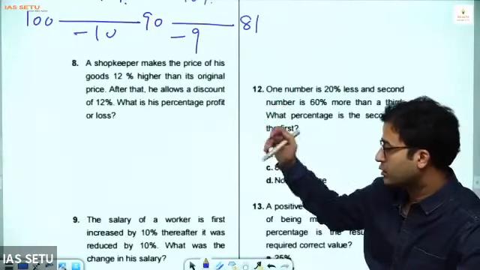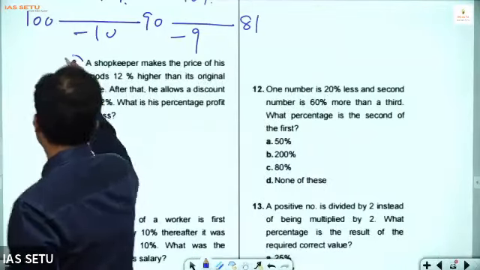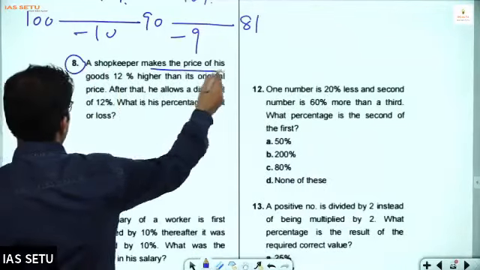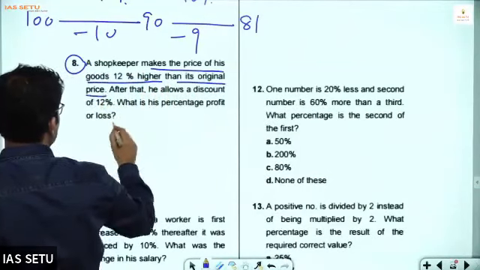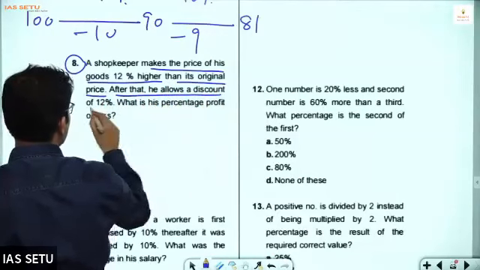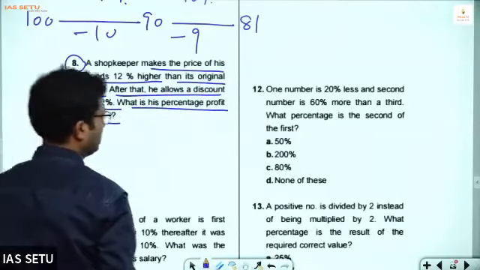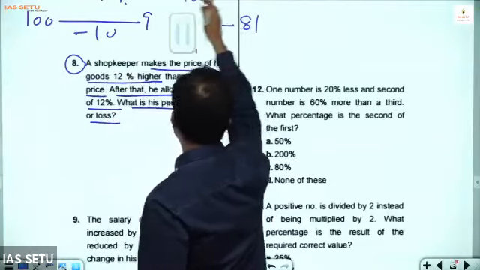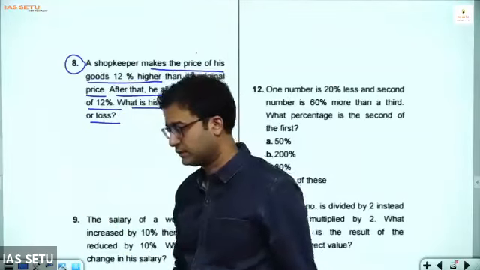Question number 8 first. Question number 8 here is, a shopkeeper makes the price of his good 12% higher than its original price. After that, he allows a discount of 12%. What is his percentage profit or loss? First 12% increase and discount means decrease, minus 12%.